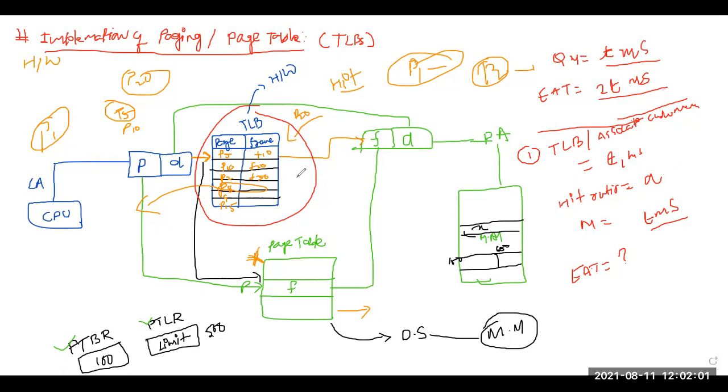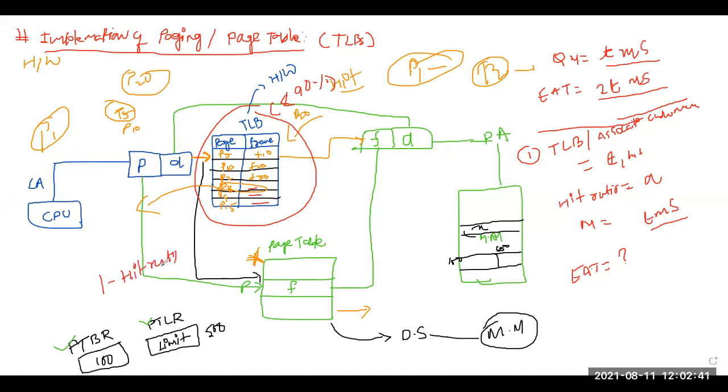Hit ratio means what is the percentage of time? Generally, once the pages are occupied, once all the pages are filled, the TLB hit ratio is greater than 90%. Remember this one. Initially, when the TLB is blank, the hit ratio will be very low, but once this particular TLB is full, then remember the hit ratio is more than 90%. And then similarly, the miss ratio will be 1 minus hit ratio. Remember this.